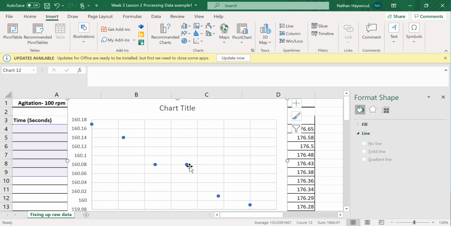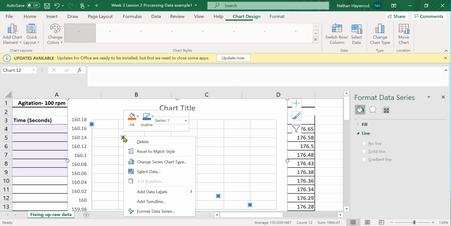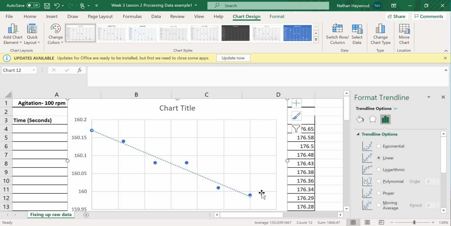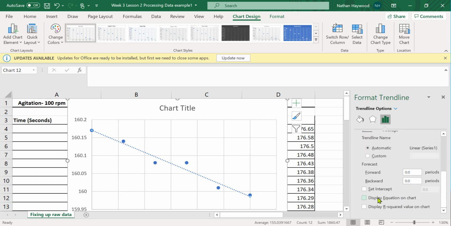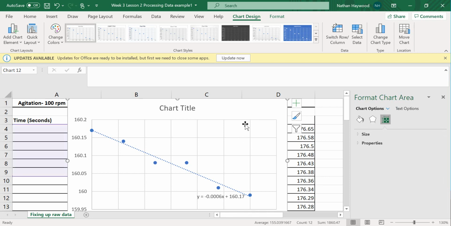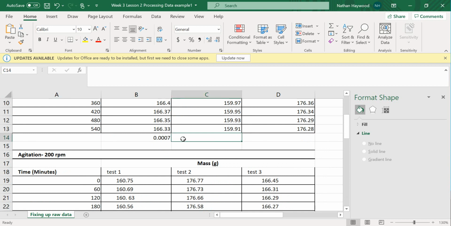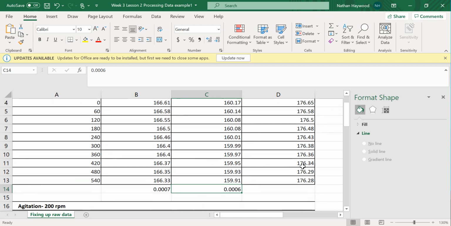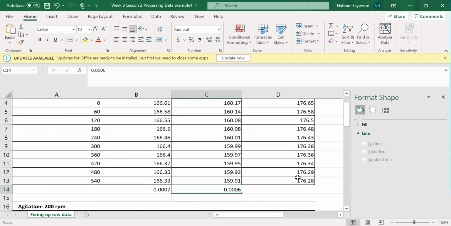and looks like there was a bit of variation here, but that's okay. Again, right-click the dots, Add Trend Line, and go down and display equation. And that's the rate of reaction for the second trial. So delete that graph and write down that rate of reaction. Now it's negative because the mass is going down, but you don't have to put a negative sign in there. You can, it's up to you. So now I'm going to go through and do the rest.